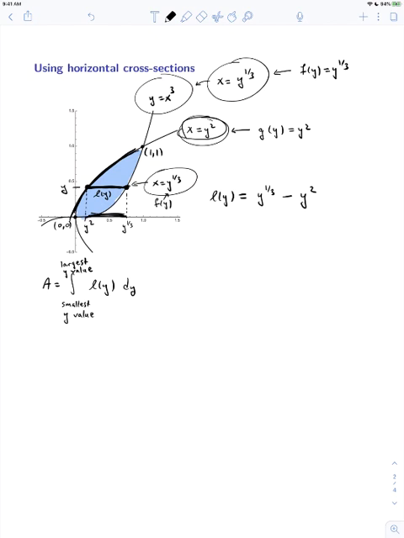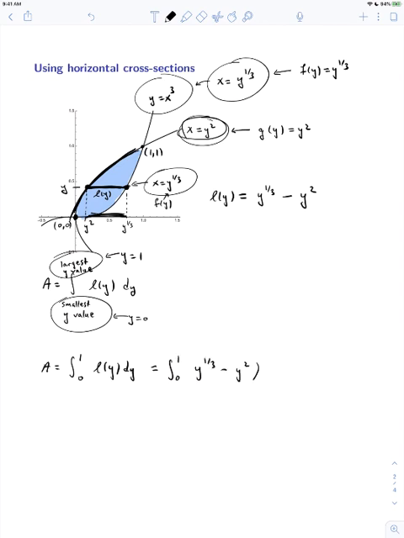Again, we can see those from the picture because the smallest y value is when you're at the origin, when y is equal to 0. So the smallest y value is y equals 0. And the largest y value is when you're up at this point of intersection up here, where y is equal to 1. So that's y is equal to 1. So the area is equal to the integral from 0 to 1, L of y dy, which is the integral from 0 to 1, L of y is y to the 1/3 minus y squared dy.